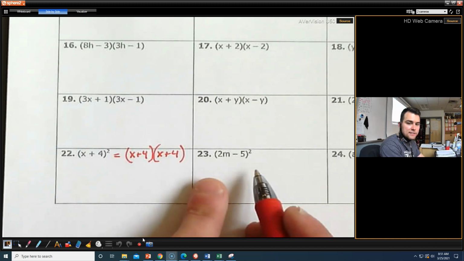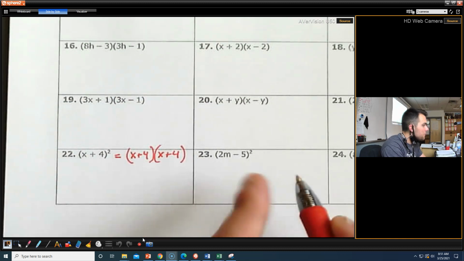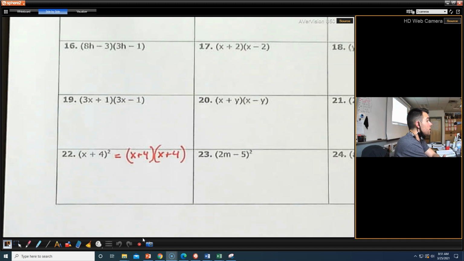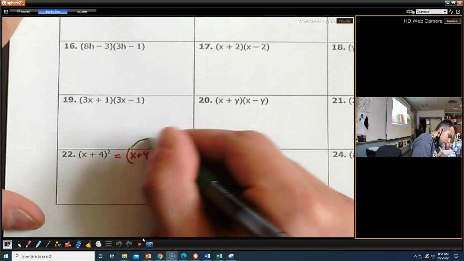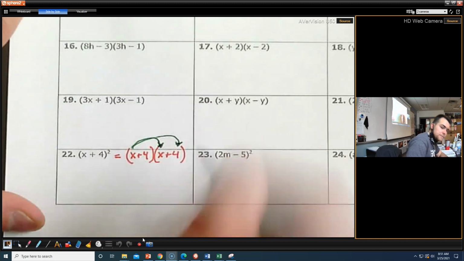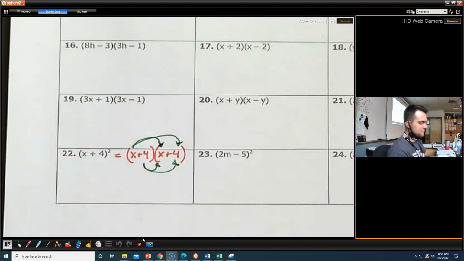So when you see that, like 23, again, it's 2m minus 5 times 2m minus 5. You're going to be foiling again, just foiling the same thing. So let's go ahead and foil this guy. First, outer, inner, and last.